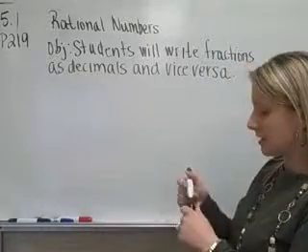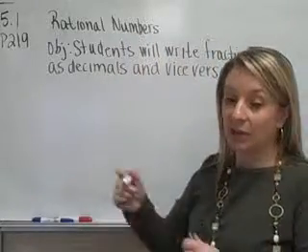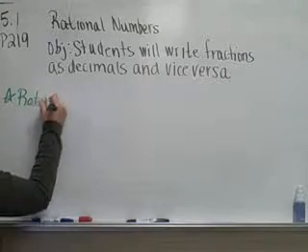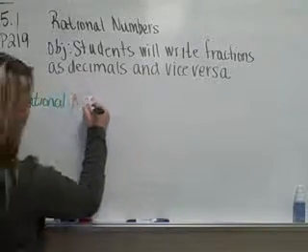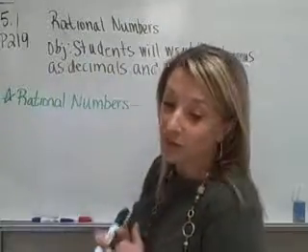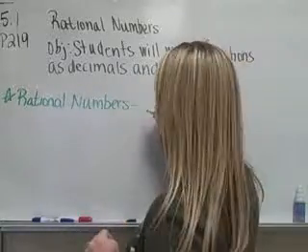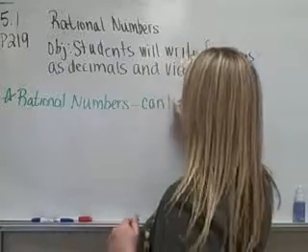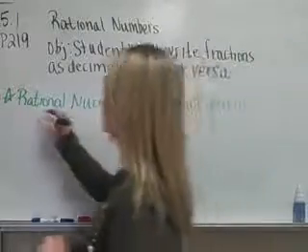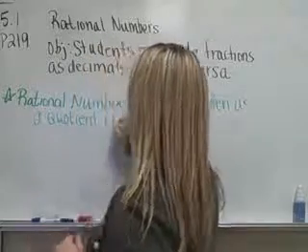The first thing I actually need to start with is a little bit of vocabulary. Rational numbers, I need to tell you exactly what those are. So let's write down the word rational numbers. A rational number is a number that can be written as a quotient of two integers.